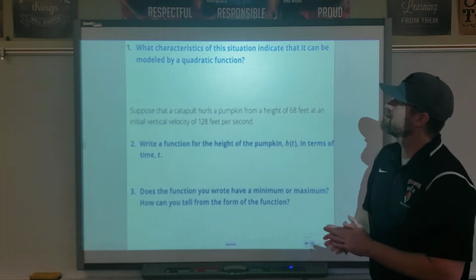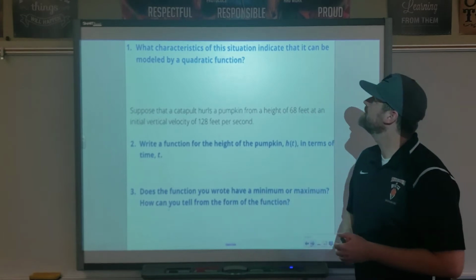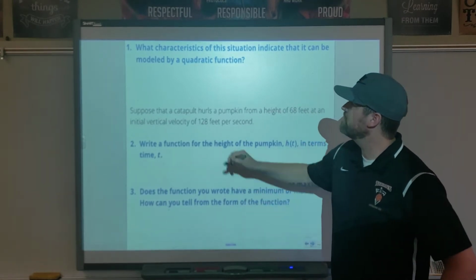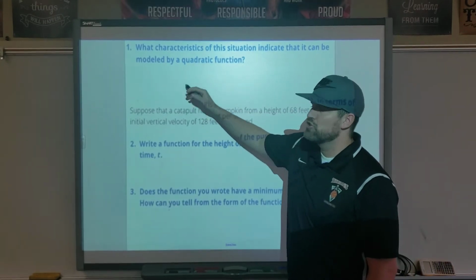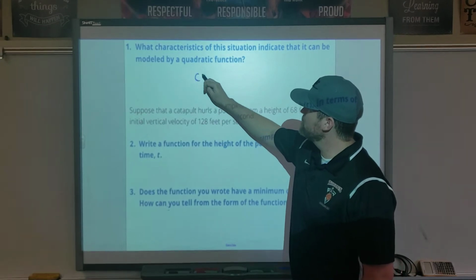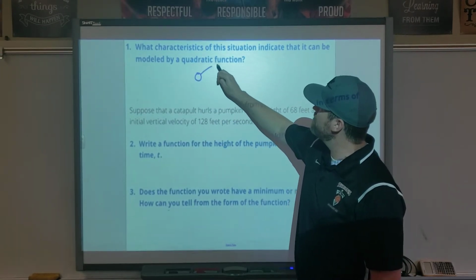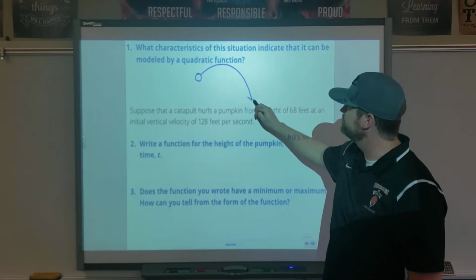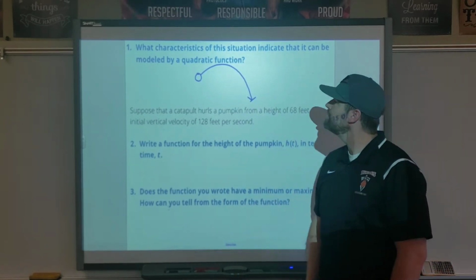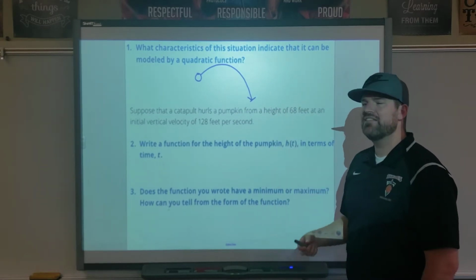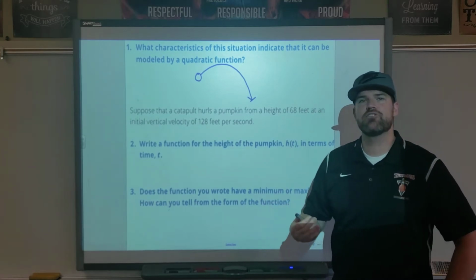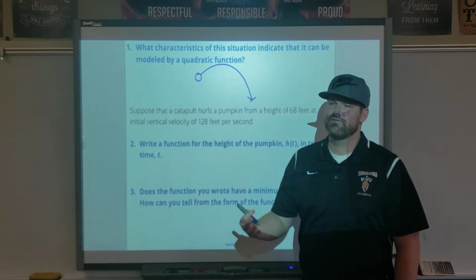What characteristics of the pumpkin situation indicate that it could be modeled by a quadratic function? Well, if you think about it, you had that trebuchet, or that big launcher thing, and when it launched, the pumpkin flew up and then down. What shape is that? That is a parabola. Why does it form a parabola? Well, anything you throw up must come down, right? It's because of gravity, and gravity has a quadratic force attached to it.